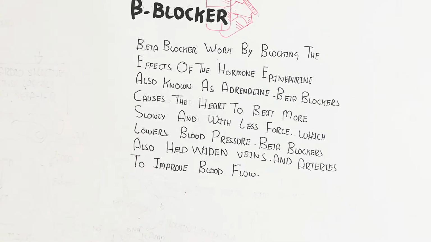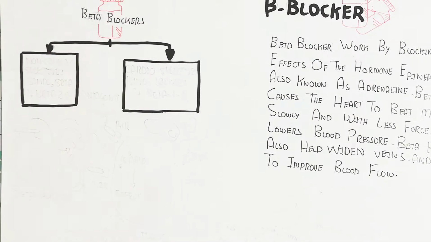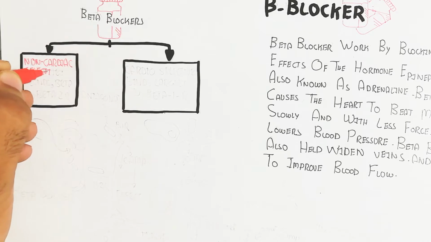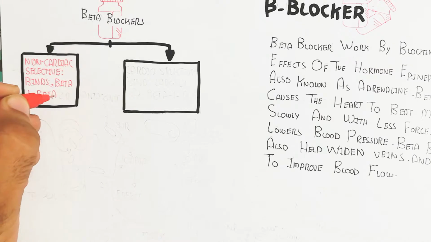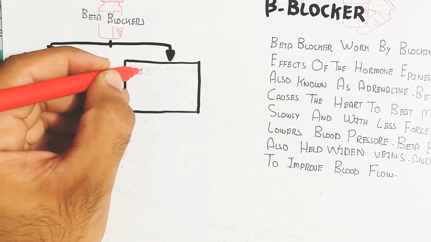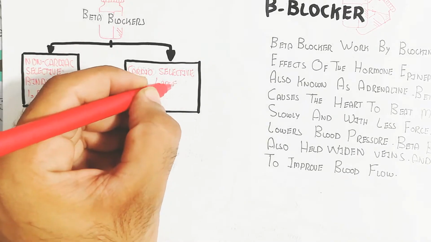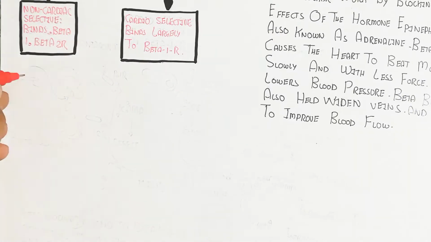Anyhow, beta blocker drugs target differently, on the basis of the beta receptor. The non-cardioselective beta blockers bind the beta 1 and beta 2 receptors, while the cardioselective beta blockers bind largely to the beta 1 receptor.